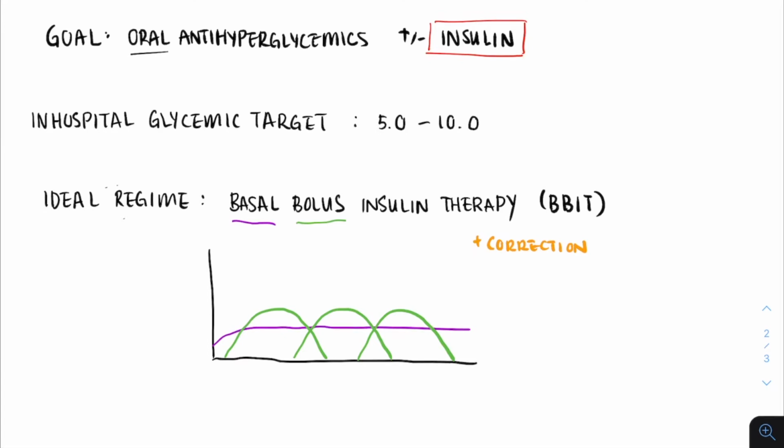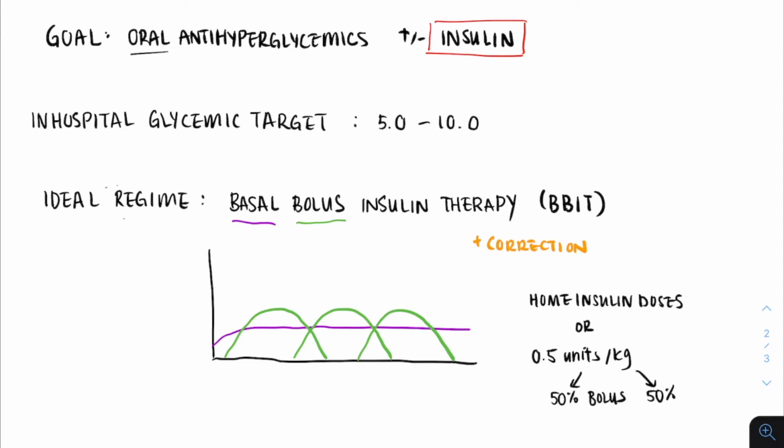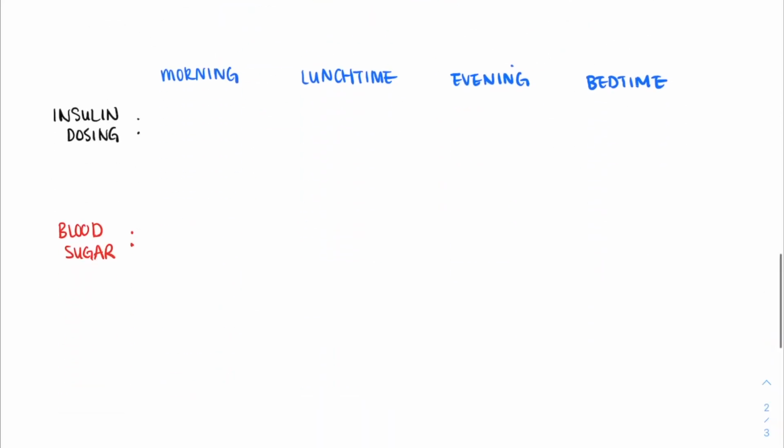To initiate BBIT therapy, we can either start with the patient's home doses of insulin, or we can calculate a starting dose using 0.5 units per kilogram, taking 50% of that as the total bolus dose over the course of the day, and 50% as the total basal dose. This is simply your starting point, and you'll continue to titrate their insulin based on their blood sugar readings over the course of their admission.